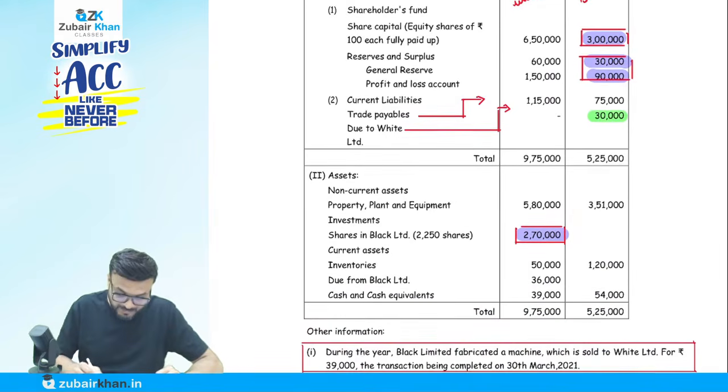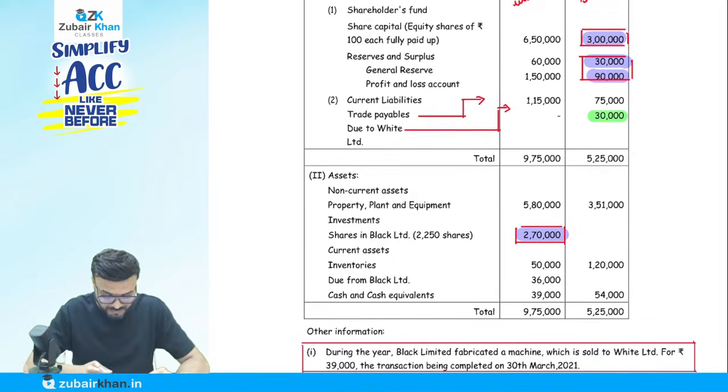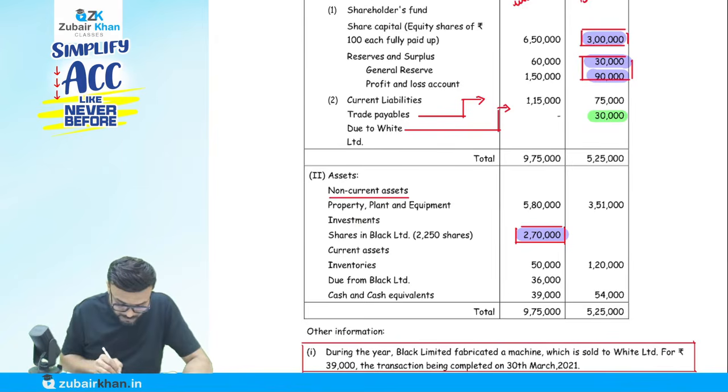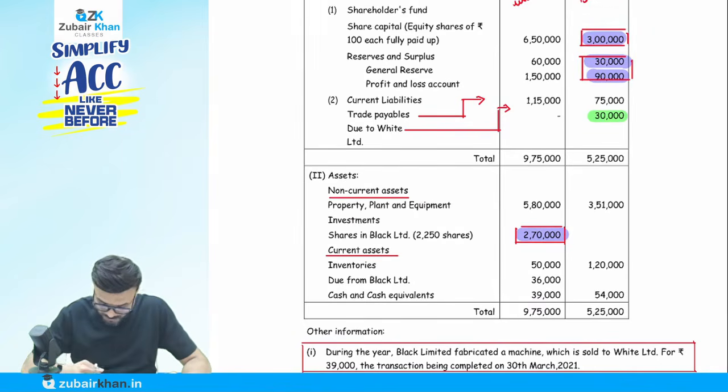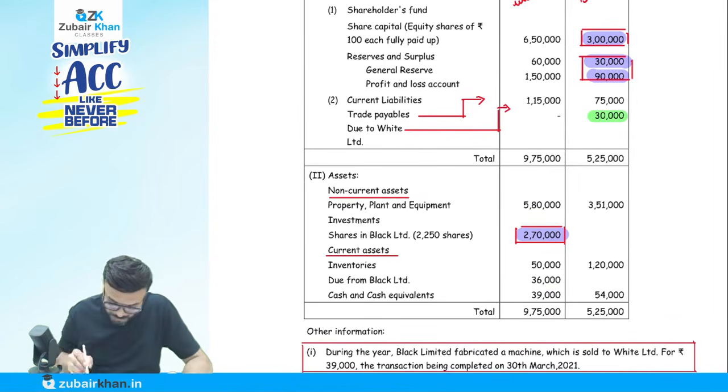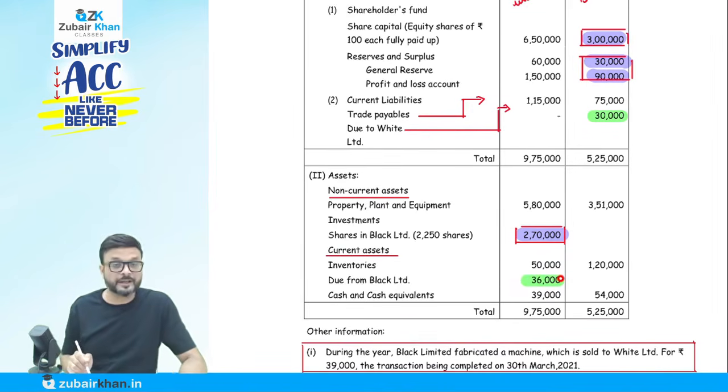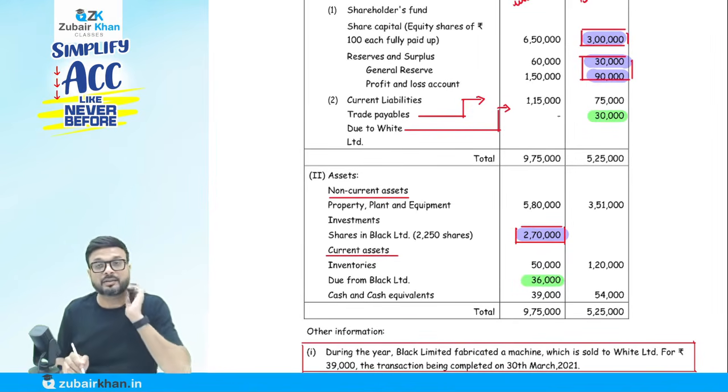Don't worry. Then on the asset side, non-current assets: property, plant and equipment 5,80,000 and 3,50,000. Investment: 2,250 shares in Black Limited purchased by the holding company, 2,70,000 amount. Now current assets: inventory 50,000 and 1,20,000 due from Black Limited. So the holding company says the amount receivable from the subsidiary company is 36,000, and the subsidiary company says payable to the holding company 30,000.